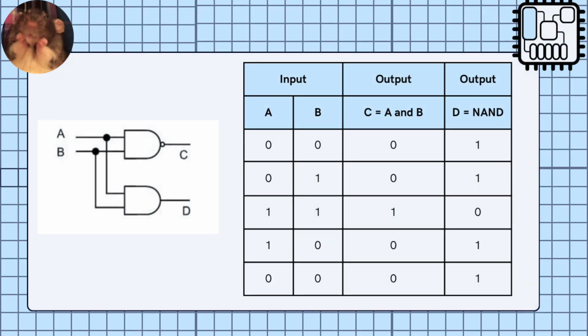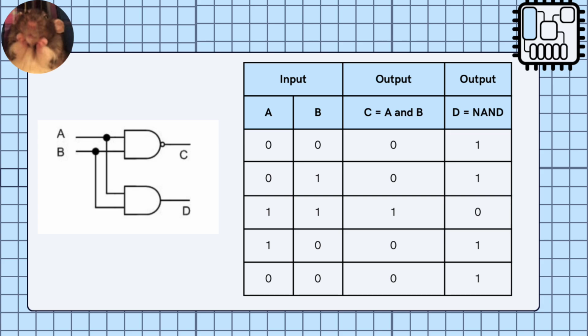As you can see in the circuit diagram, we have two logic gates, which are AND and NAND. Both of the logic gates have the same inputs, which are A and B. The inputs then produce two outputs, which are C and D. Let me explain how to get the input and the output of the circuit.